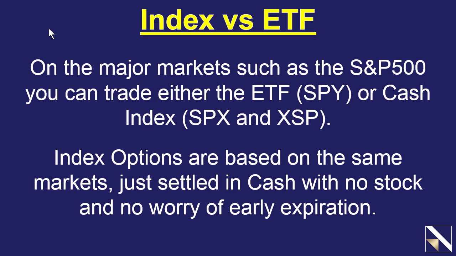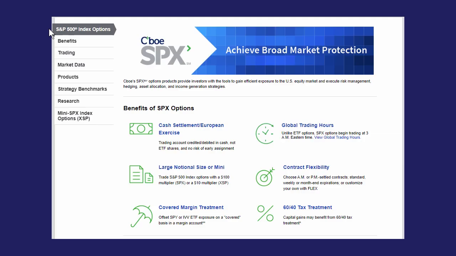Now, SPX is a large option of the S&P 500, and the XSP is a mini version of that. And I'll explain a little bit about that here in just a few seconds. But index options like the SPX, they're cash-based and cash-settled. Never any early expiration and no assignment risk. They're called European-style options.